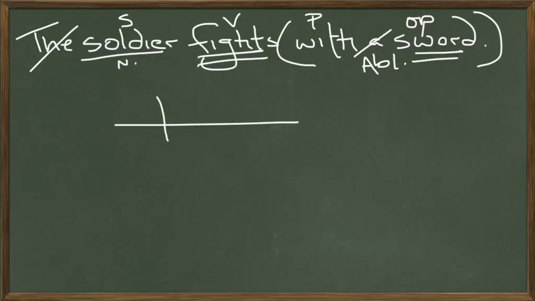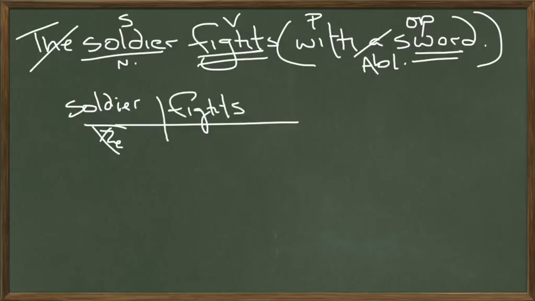Let's diagram this rapidly, and then we'll get into the translation. Soldier, on the subject side, the soldier, we'll go ahead and add the article adjective. The soldier does what? He fights, on the verb side, or the predicate side. He fights with, preposition. He fights with sword, object of the preposition, and the article adjective goes underneath the word that it's describing. So, a soldier fights with a sword, or the soldier fights with a sword.